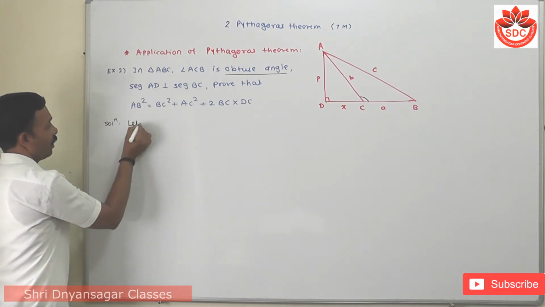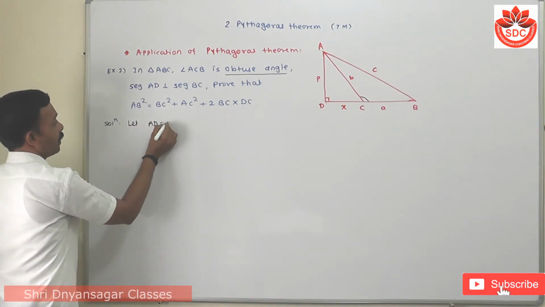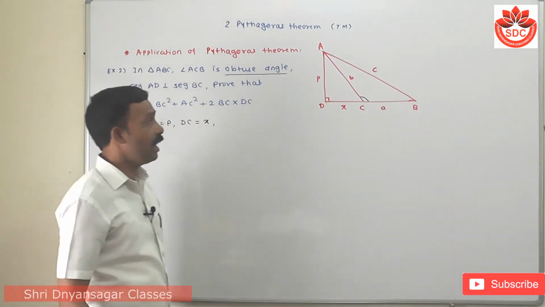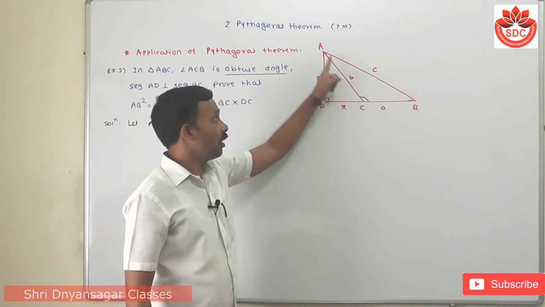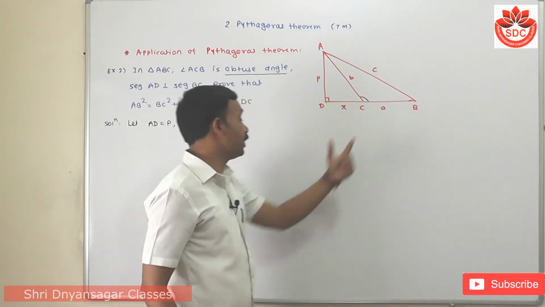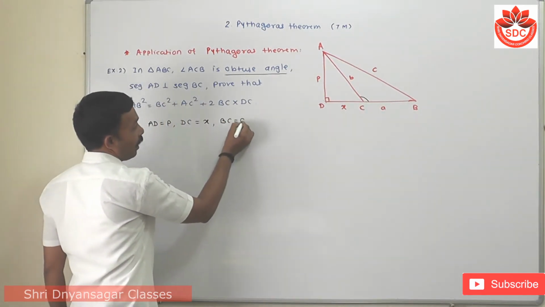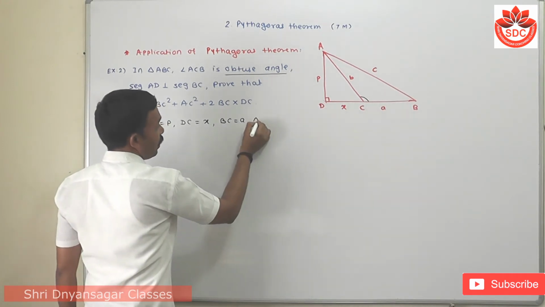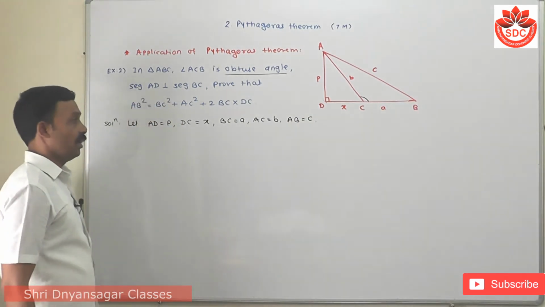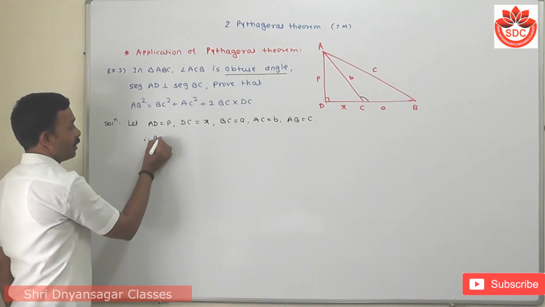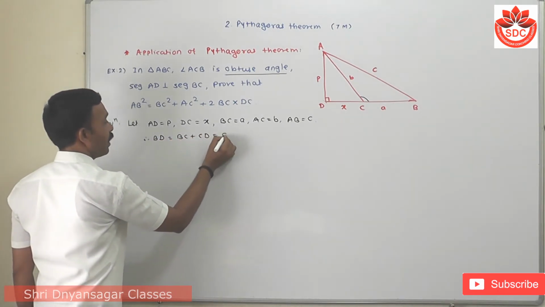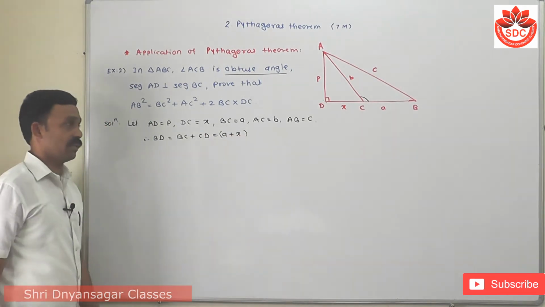Let AD equal P and DC equal X. All of you know that the sides in a triangle are denoted by the small letter of the opposite vertex. So BC is equal to A, AC is equal to B, and AB is equal to C. Now students, therefore BD is equal to, by using the property of betweenness, BC plus CD, that means A plus X. We have to use this also.